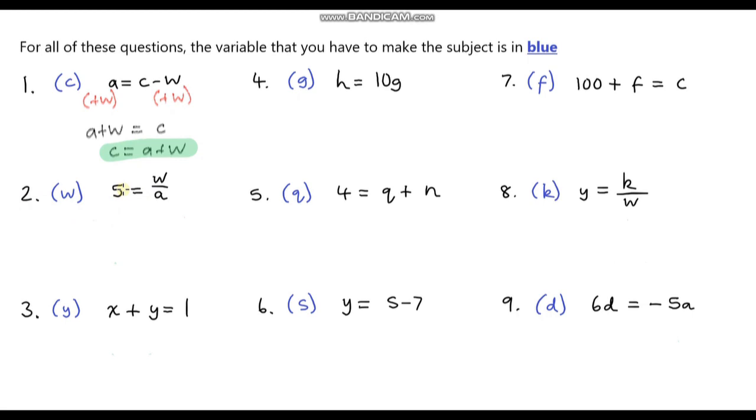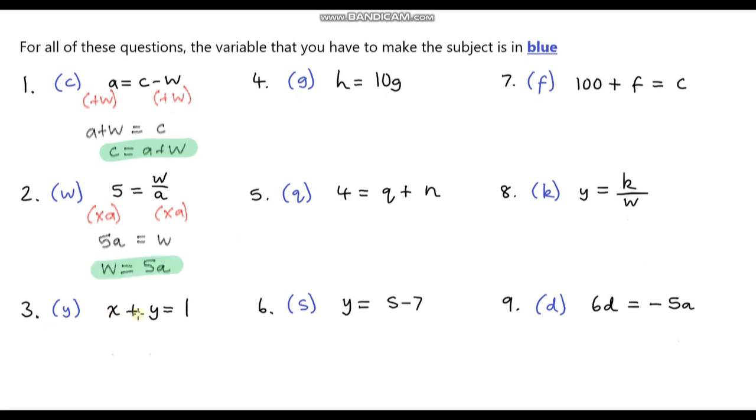Question 2, 5 equals W divided by A, and we need to make W the subject. So we are dividing by A. So we do the opposite, which is multiply by A. So I'm going to multiply both sides by A. On the left hand side, we've got 5A. And on the right hand side, we're just left with W. So my final answer is W is equal to 5A.